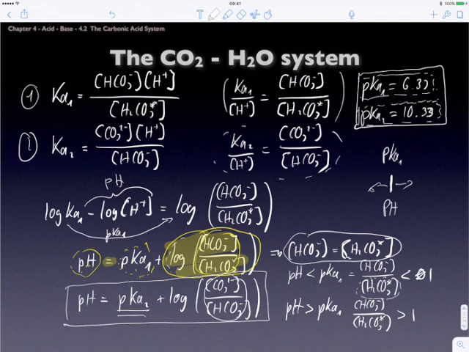If you have a pH in between those two values, you are mostly bicarbonate. If you are lower than this pH, you will have mostly carbonic acid. And if you are higher in terms of pH than this value of 10.33, you will have mostly carbonate ion. And you can actually plot that on the graph and calculate the distribution of the concentration of those different species as a function of the pH. And this is what we're going to do right now.